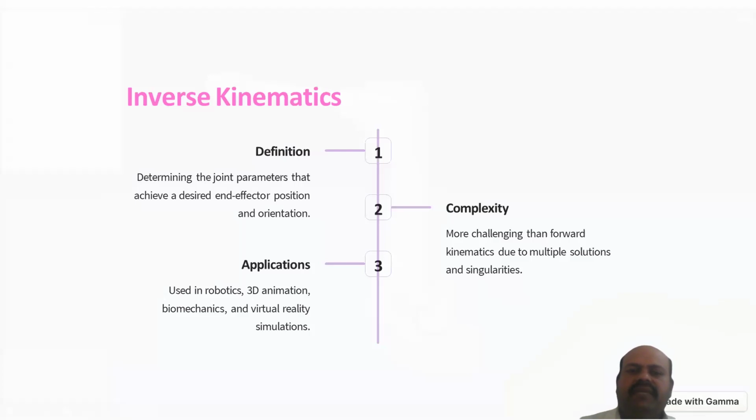In inverse kinematics, we determine the joint parameters that achieve a desired end effector position and orientation. It is more challenging than forward kinematics due to multiple solutions and singularities. It is used in 3D animation, biomechanics, and virtual reality simulations.